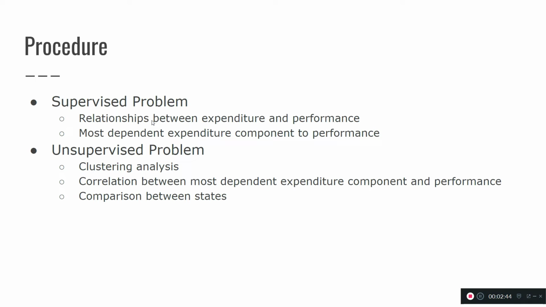So let's start talking about our procedure. We wanted to do a mix of supervised and unsupervised learning where we look at some relationships between this expenditure and performance, and we look at which of the financial features are most correlated, or that the performance is most dependent on, in that section. And then afterwards, we do a short section of unsupervised learning, and we do some clustering analysis with the Gaussian mixture model. We want to look at the correlation between the most dependent expenditure performances and that, and compare between states, see what groupings we can find.